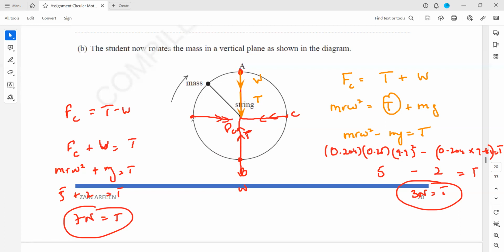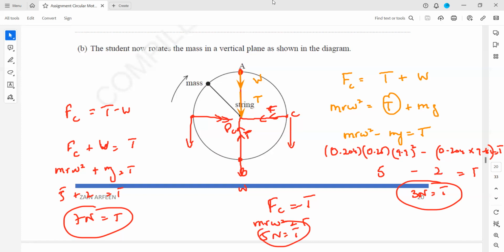At point C and D, weight is acting downward. So the tension is the force which is responsible for circular motion. So centripetal force is tension. Centripetal force is m r omega square, which is tension, and m r omega square is 5 Newton. So tension is 5 Newton.